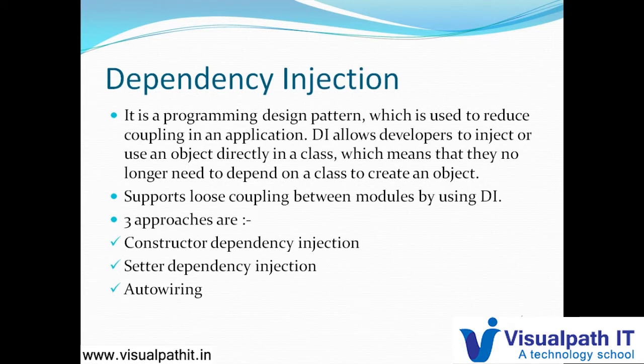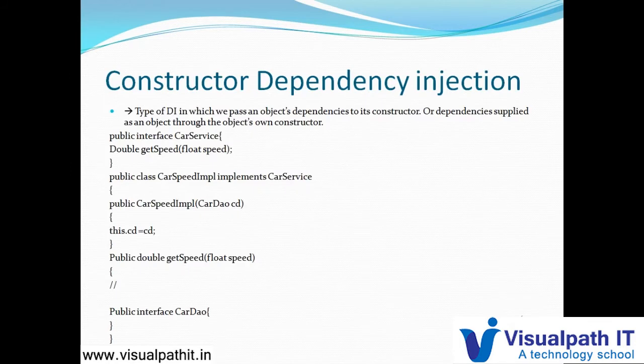So we have three approaches to follow this procedure. One is constructor dependency injection, the second is setter dependency injection, and the third is auto wiring. What is constructor dependency injection? It is a type of dependency injection in which we pass an object's dependencies to its constructor. In other words, dependencies are supplied to an object through the object's own constructor.